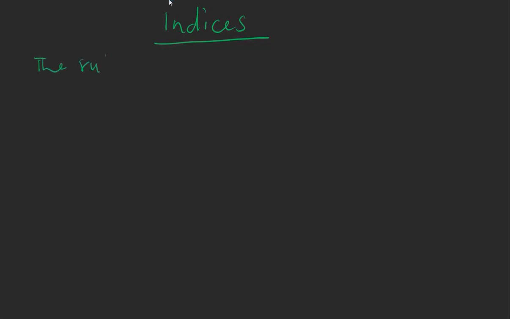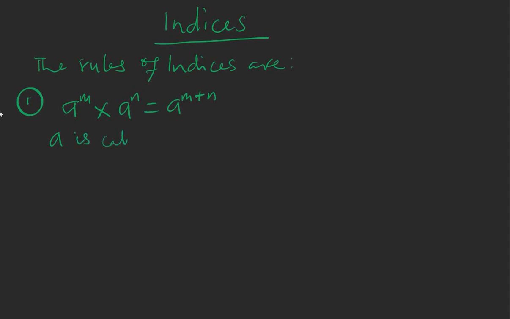In this tutorial, we learn indices. The rules of indices are: A1, a raised to the power m times a raised to the power n is equal to a raised to the power m plus n. The a is called the base, and the m and n are called the powers.